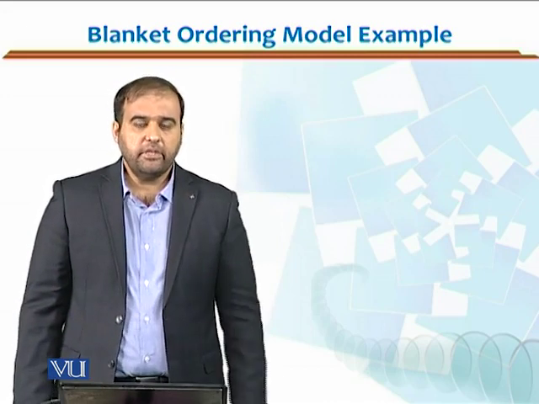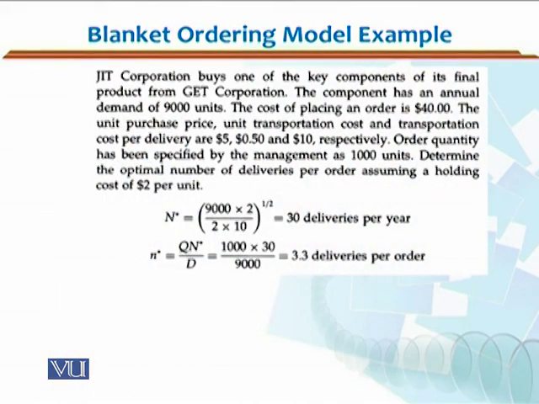clarify the blanket model. JIT Corporation buys one of the key components of its final product from Get Corporation, let's say. The component has an annual demand of 9,000 units. So D is there, that is 9,000 units. The cost of placing an order is $40. The unit purchase price, the unit transportation cost, and transportation cost per delivery are $5, 50 cents, and $10 respectively.